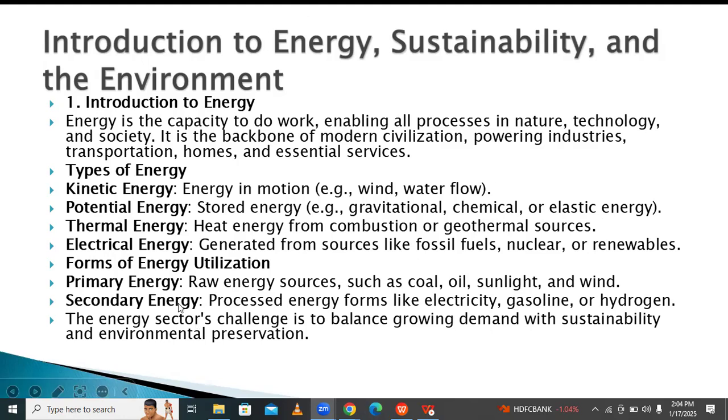Next, what is primary energy and secondary energy? Raw energy sources such as coal, oil, sunlight and wind come under primary energy sources. Secondary energy sources are processed energy, like electricity, gasoline and hydrogen. The energy sector's challenge is to balance growing demand with sustainability and environmental preservation. This is the concept regarding sustainability and environment.